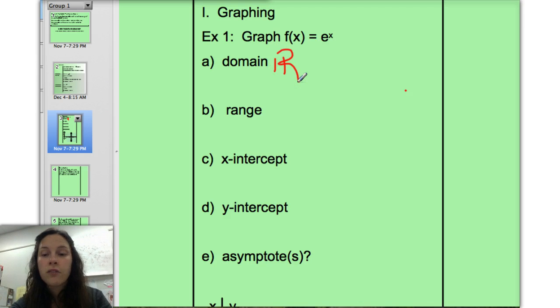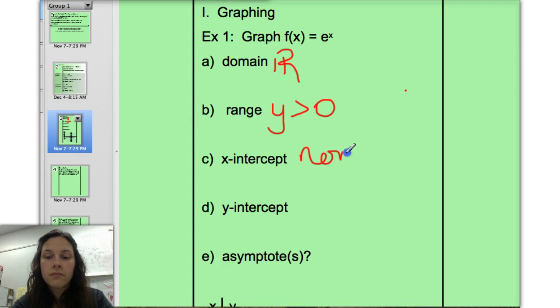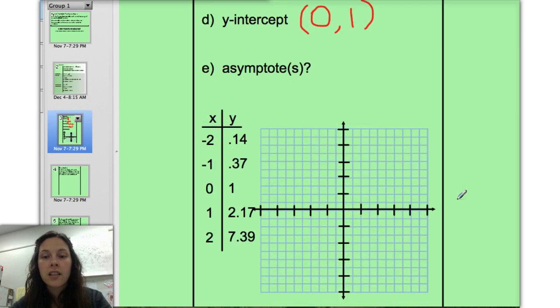Range: because it is not shifted, it has no translations, the horizontal asymptote will be y equals 0, just like our other exponential functions, so the range will be y is greater than 0. The x-intercept: because the x-axis is an asymptote, there is no x-intercept. The y-intercept: if you substitute 0 for x, just like any other base, any base to the 0 power is 1. So we substituted 0 for x, and we got 1 for y. The asymptote, as I mentioned, is the x-axis, or the equation y equals 0.